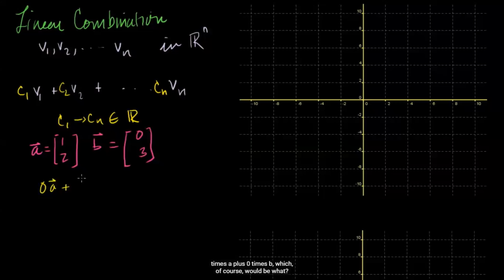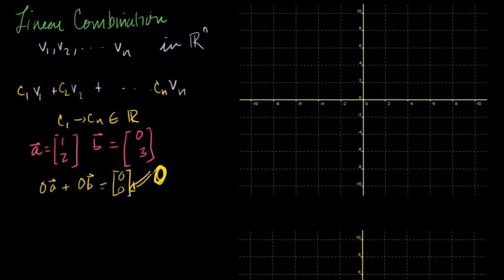times A plus, of course, would be what? That would be 0 times A would be 0, 0, 0, 0. That would be the 0 vector, but this is a completely valid linear combination. We can denote the 0 vector by just a big bold 0 like that.